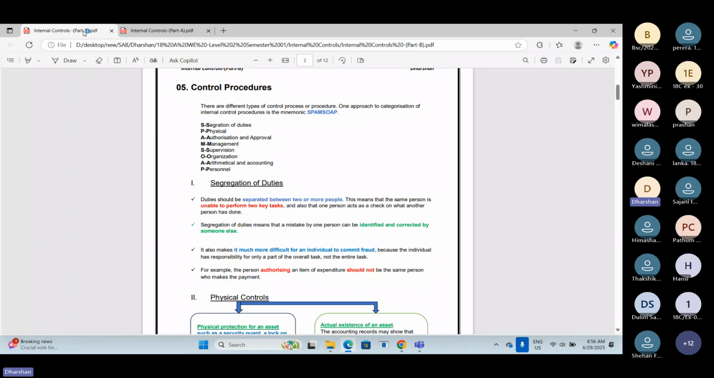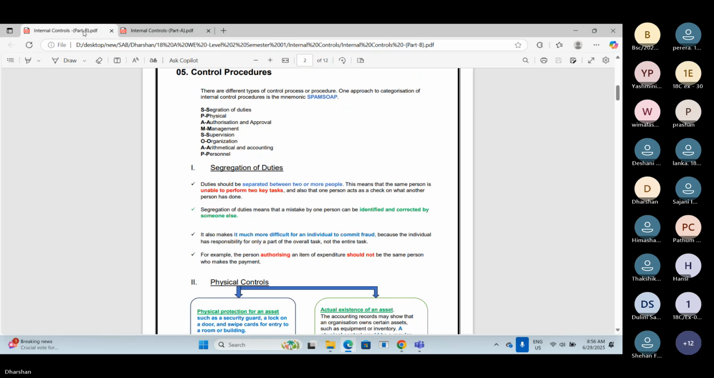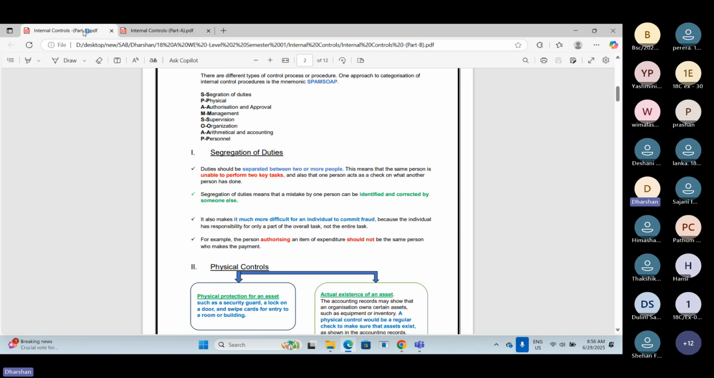So under internal control procedures, there are 8 procedures. What is meant by control procedures? I want to tell one thing, and I tell this every class: keep in your mind whatever topics we are discussing, you are learning.